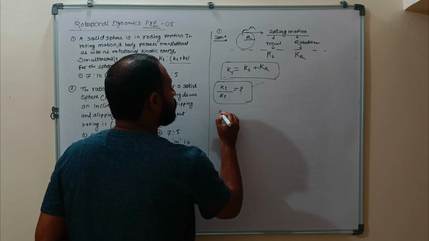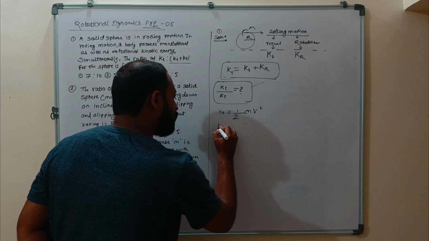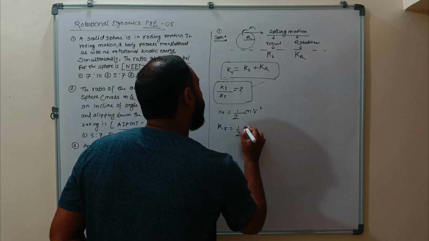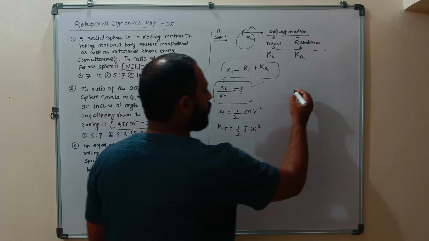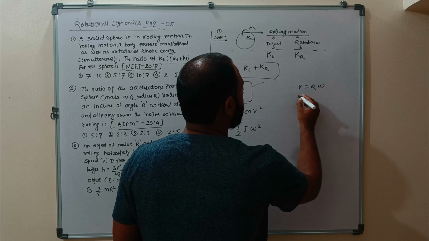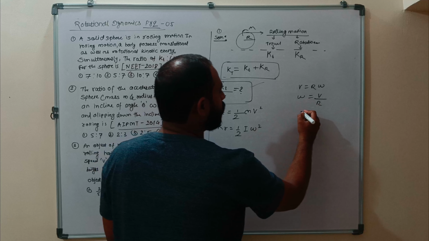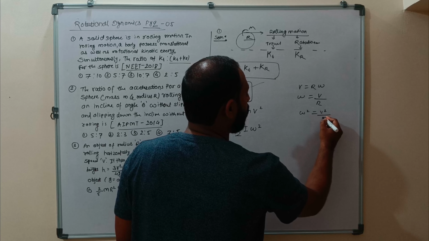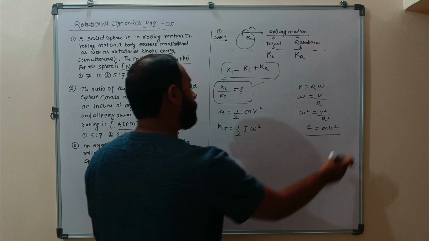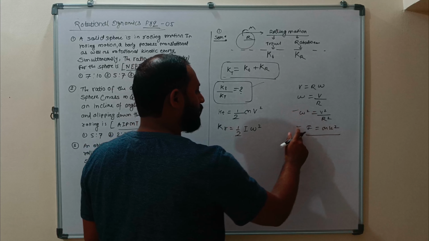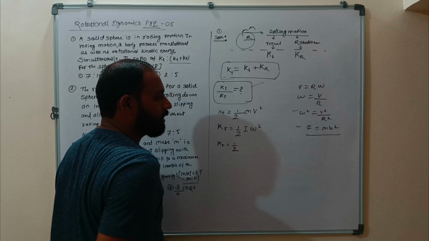In case of translational kinetic energy, the formula is half mv square, but in case of rotational, the formula is half I omega square. Now for the moment of inertia and omega, we have the relation v equals r omega, so omega equals v divided by r, and omega square becomes v square upon r square. The general definition of moment of inertia is mk square. By keeping these values of omega square and I in this equation, you get the rotational kinetic energy.